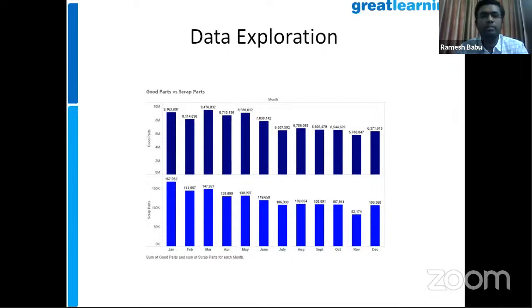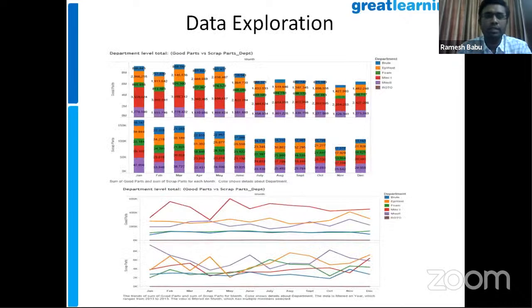Here we are comparing the good parts versus the scrap parts. Again, as I mentioned with the runtime versus downtime issue, the good parts produced are high, but at the same time a few machines have produced scrap parts at a very high rate. So we have to understand why the scrap parts are produced at such a high rate in each shift. If it is in each shift, then we have to understand who the labor is, whether the labor is not able to handle the machine, or the machine's overall equipment efficiency is low, right? Those two things have to be identified here. So this is again a good exploration when we compare all the data here.